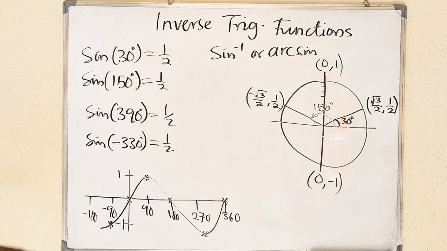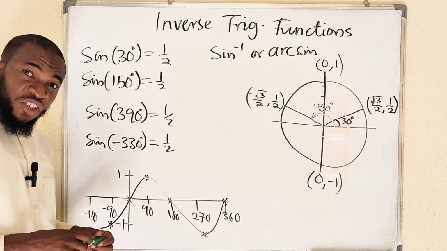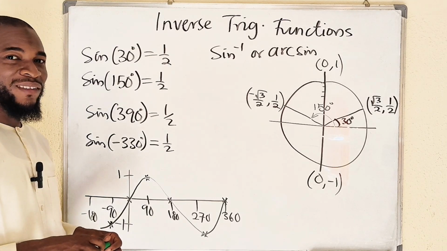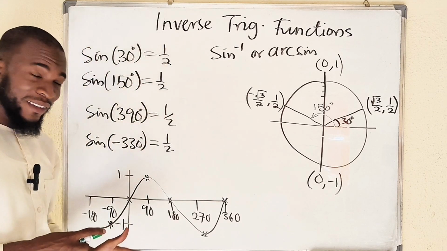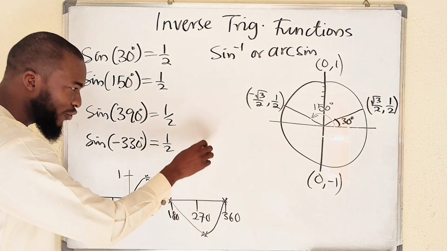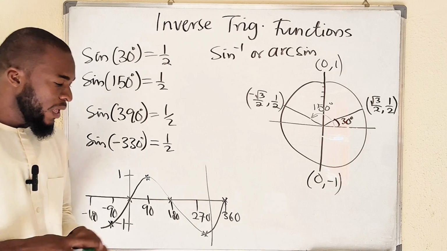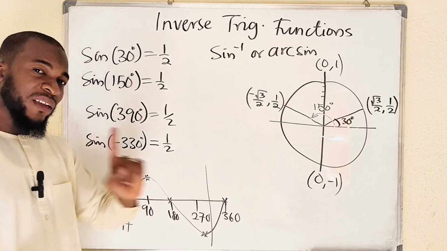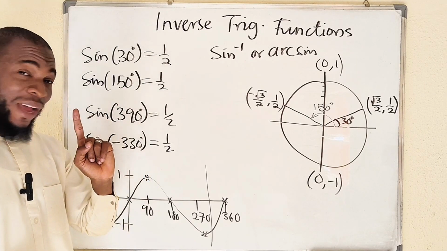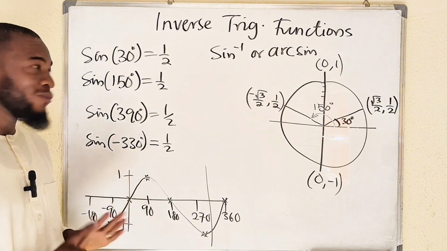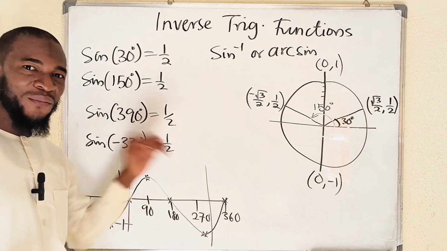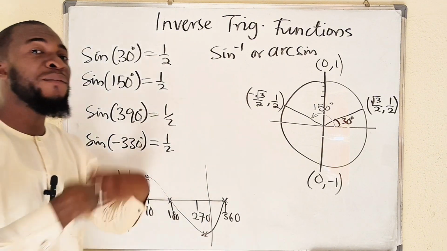Something like this. For it to be a function, you can use the vertical line test. You can draw a line vertically like this, anywhere you like. If it touches the curve at exactly one point, then it implies that it is a function. So we have no problem with sine, it is a function. But what about its inverse?